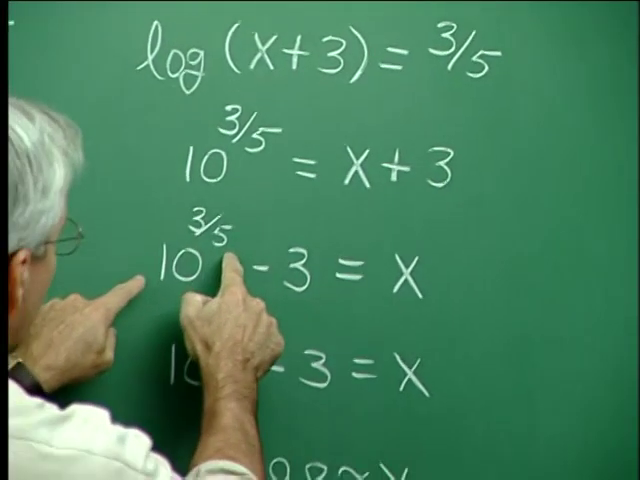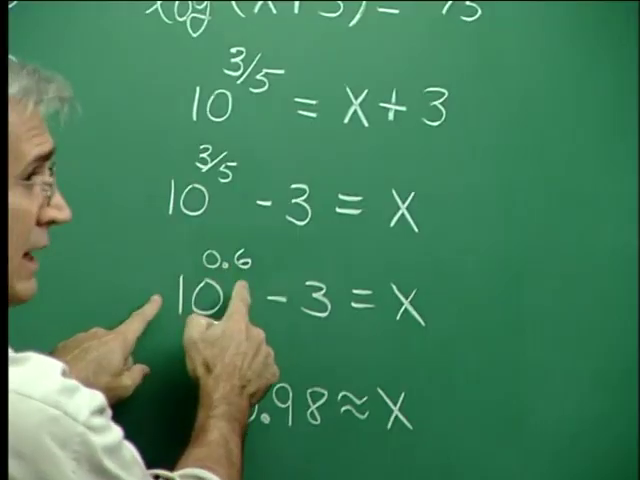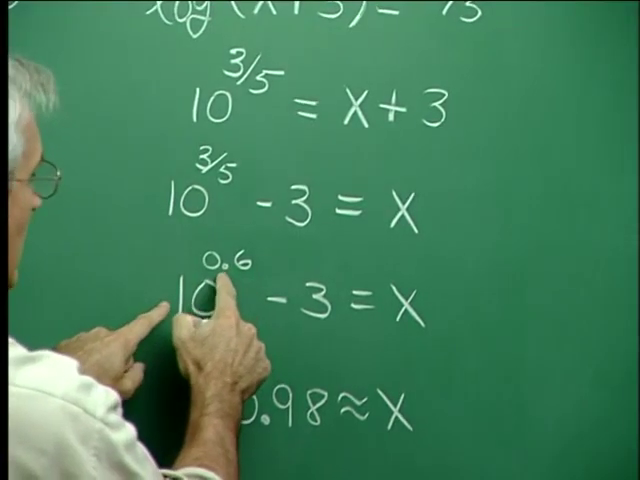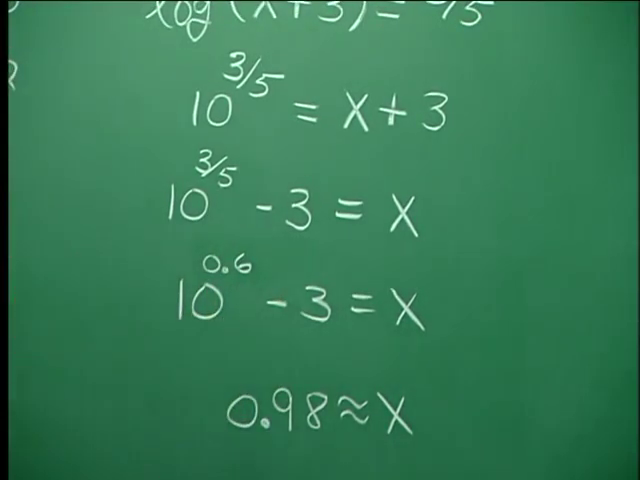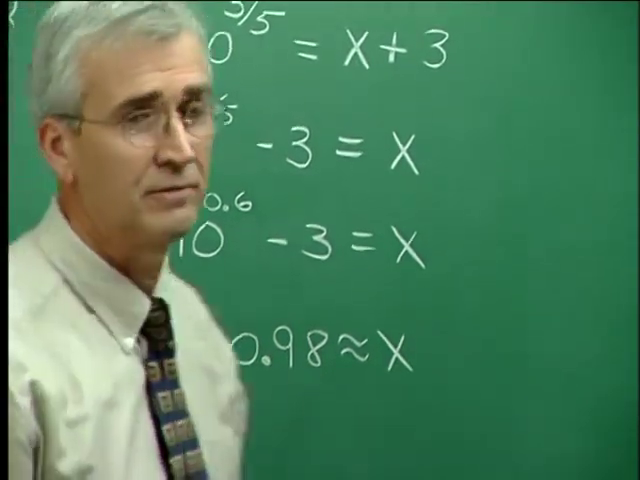Now, since this is 3/5, we might find it easier to use the calculator to express this as 6/10, but whichever is fine. The approximate value of x turns out to be 98/100ths.